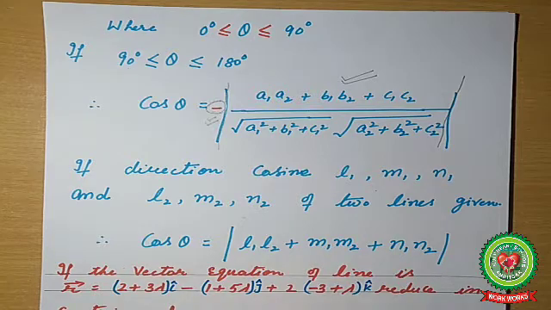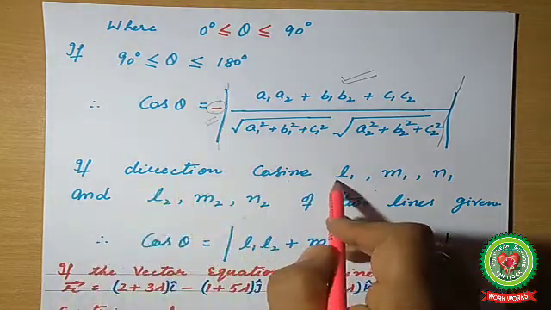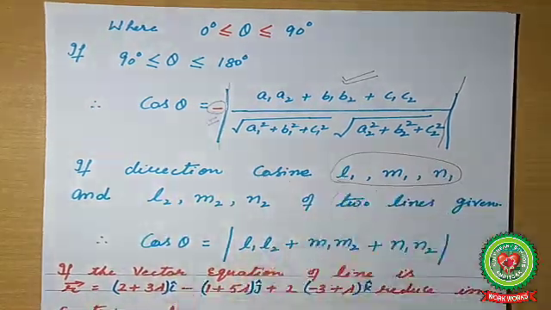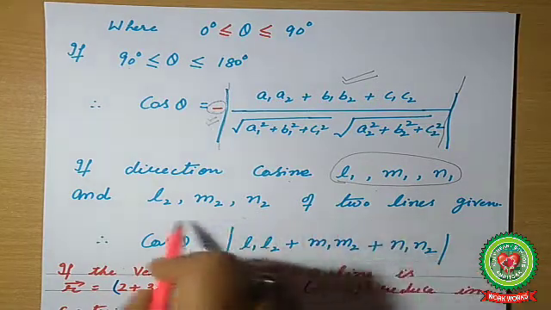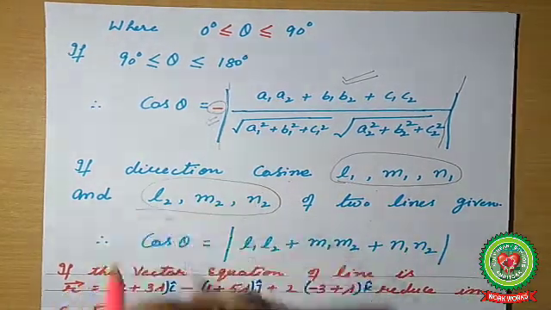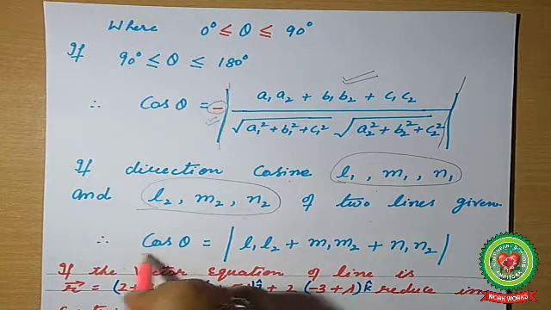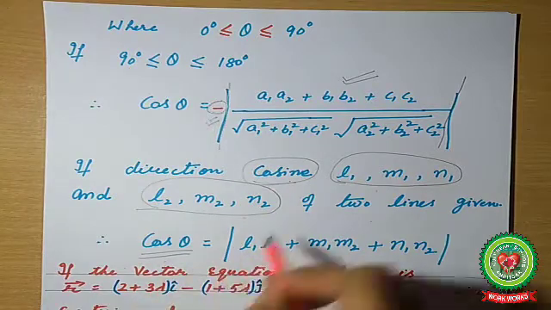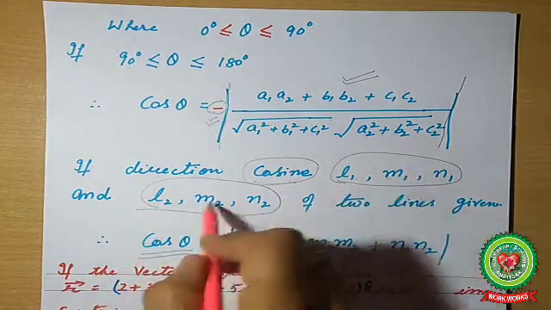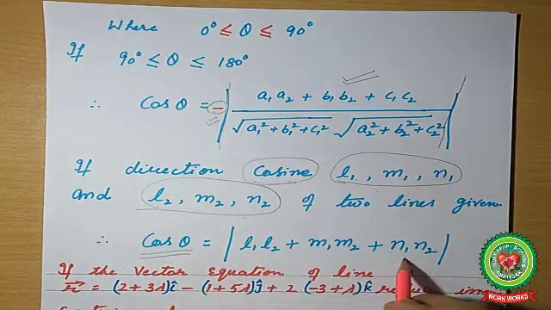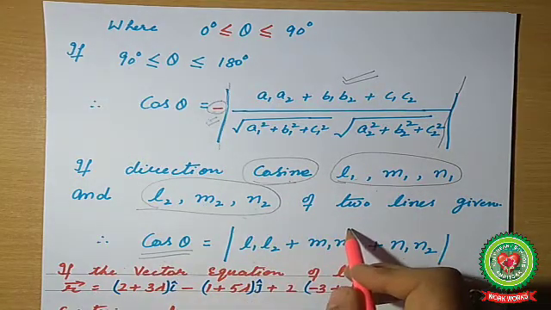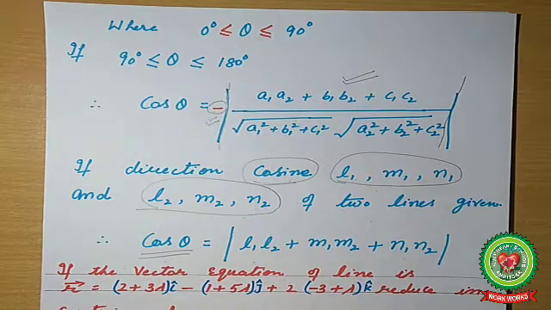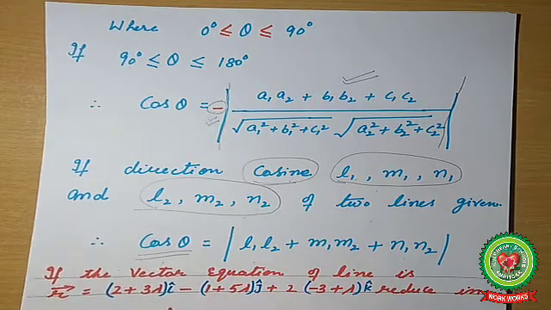But when direction cosines are there, then we have a simple formula to find the angle. Let the first line's direction cosines be l1, m1 and n1, and the second line's direction cosines be l2, m2 and n2. Then cos of the angle is the modulus of l1 l2 plus m1 m2 plus n1 n2. Modulus means the angle is always in the positive form. Now for more understanding, we will take one or two examples.